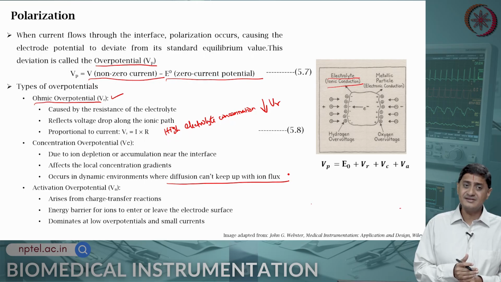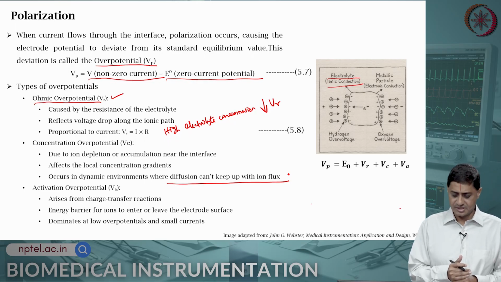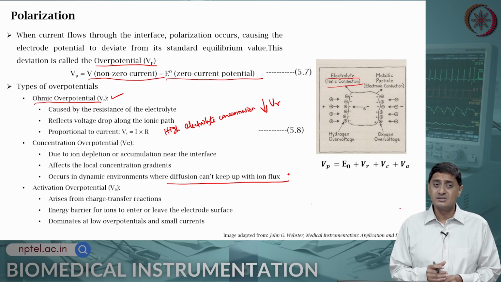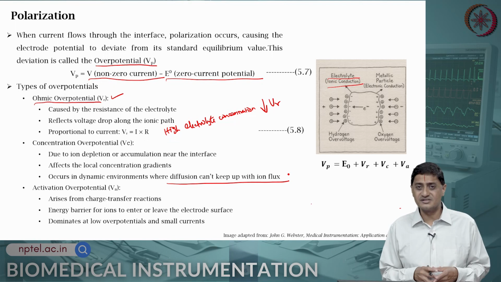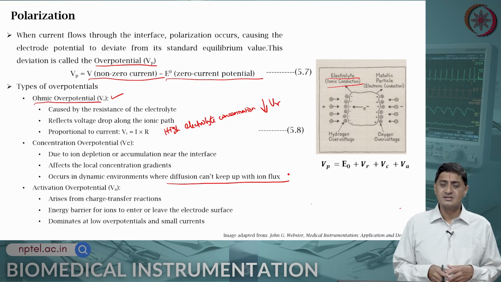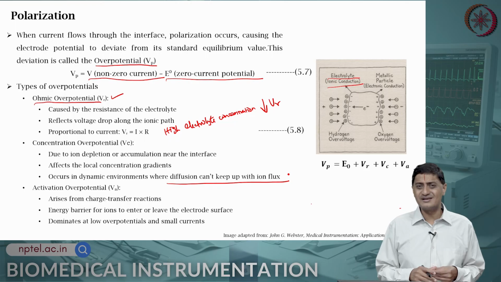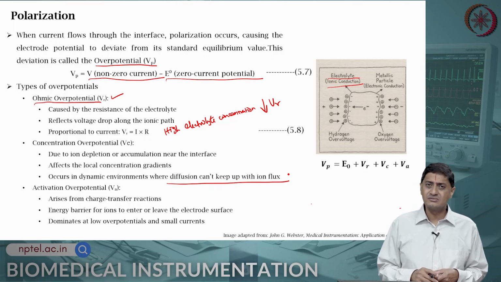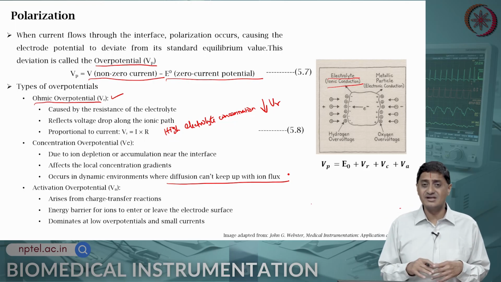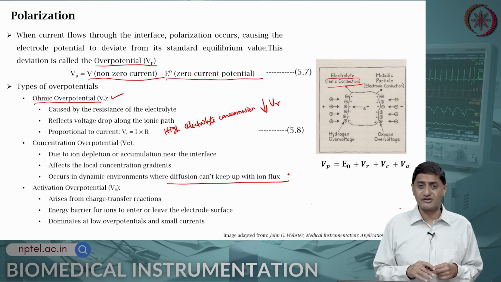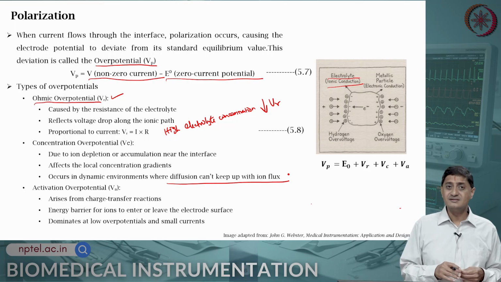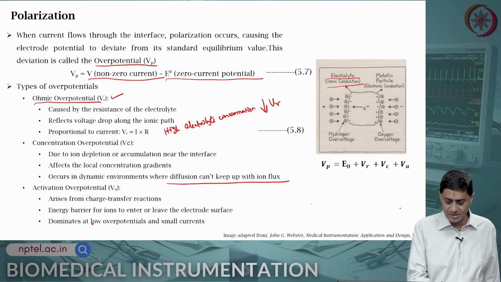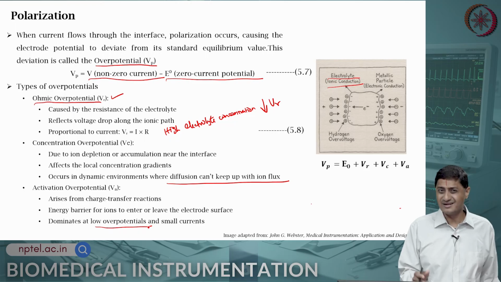The other is the activation over potential. This is due to reactions that happen when charge is being transferred, that is, charge transfer reactions. There is an energy barrier that the ions will have to overcome to either enter or leave the electrode electrolyte interface or surface. This energy barrier is due to activation. This happens at low over potentials and at small currents.